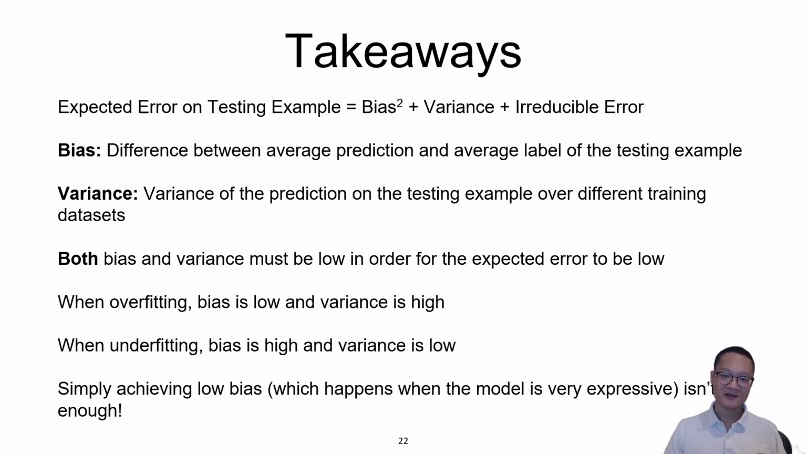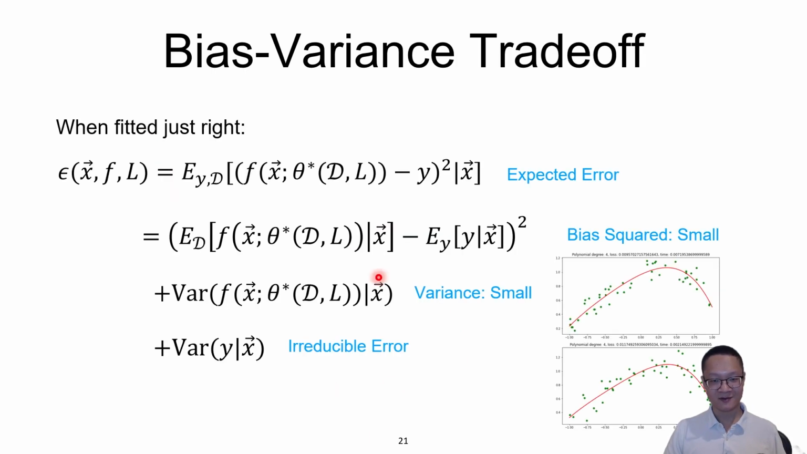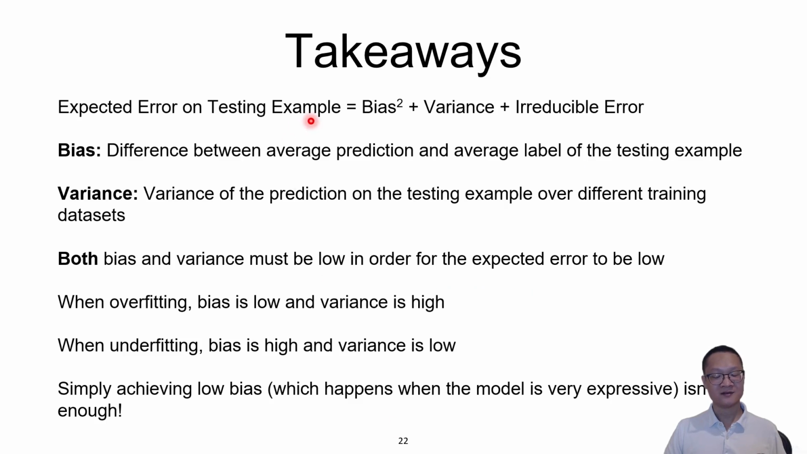Okay, so takeaways. The expected error on a testing example is mathematically defined to be this, which equals bias squared plus variance plus irreducible error. The bias is the difference between the average prediction and the average label of the testing example. The variance is the variance of the prediction on the testing example over the different training data sets.